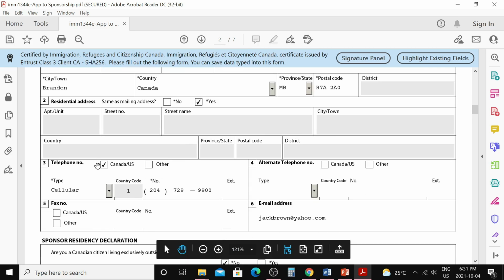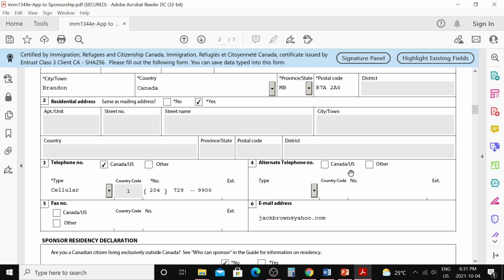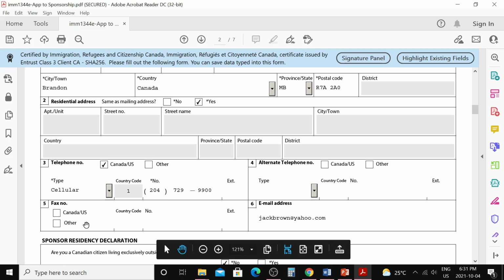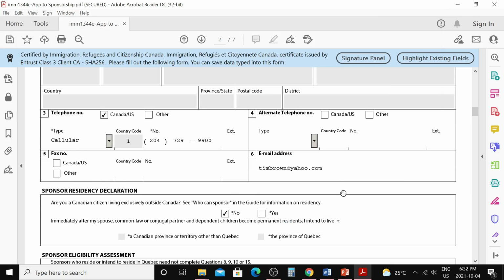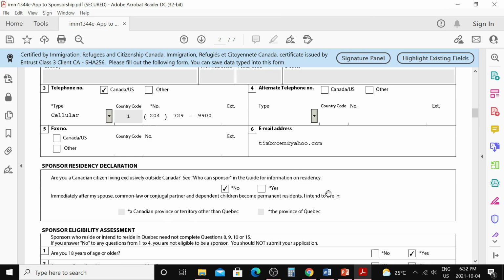Then you need to provide your cell number. One is compulsory, the alternative is not compulsory. If you have another one you can provide it, and if you have a fax number you can provide it, otherwise leave them blank. Next is email address. You can provide your email address here, that's really good because they can contact you very easily through email.